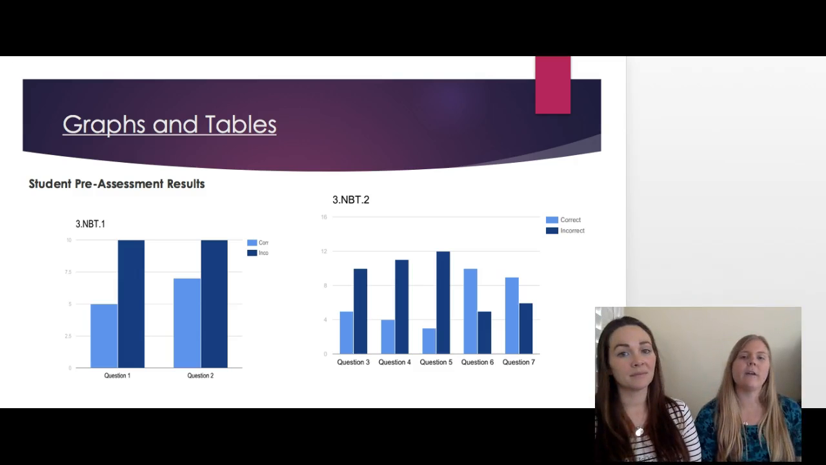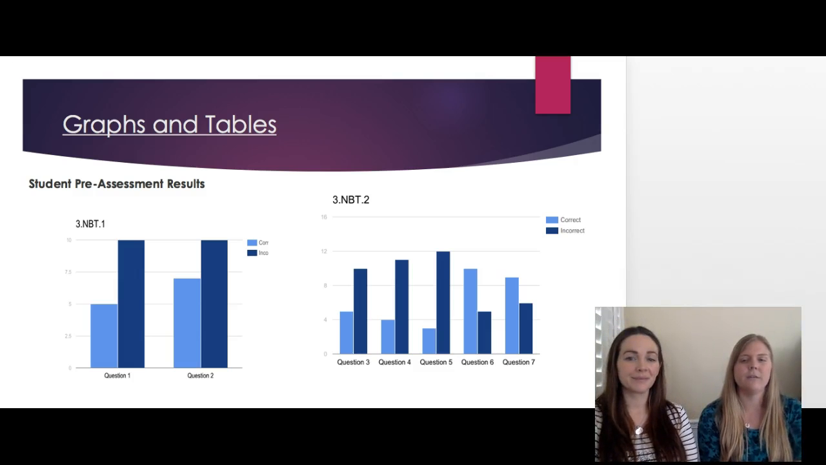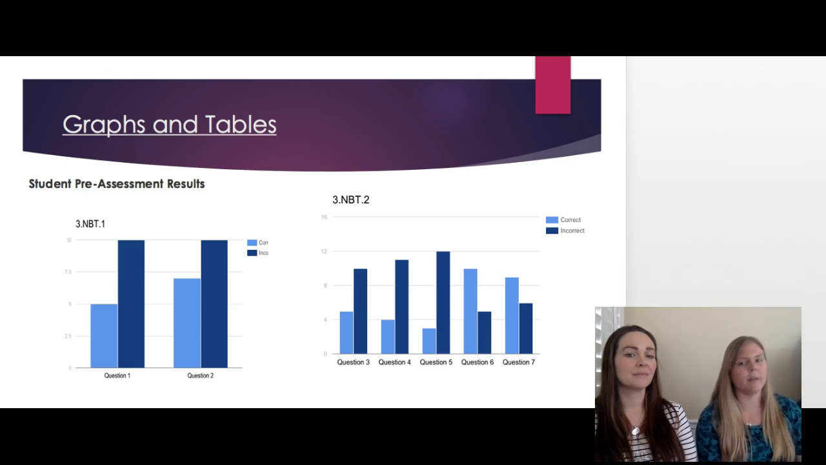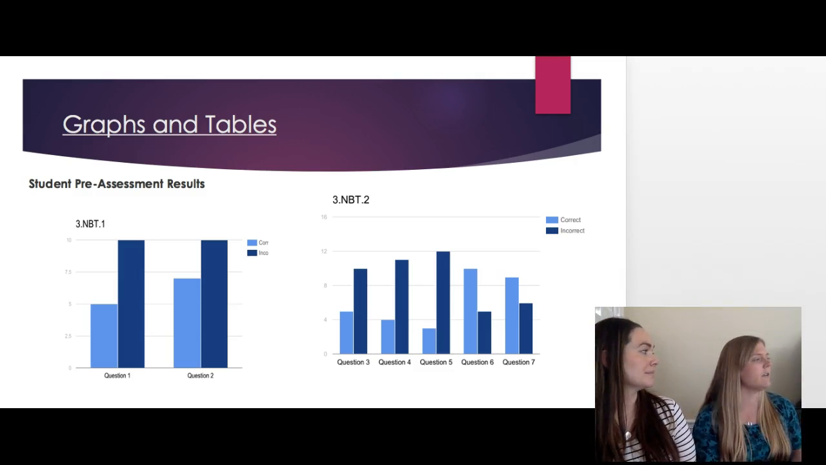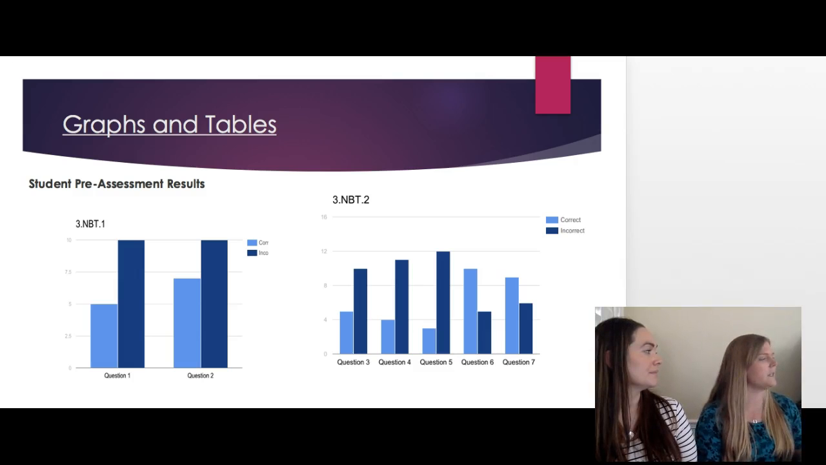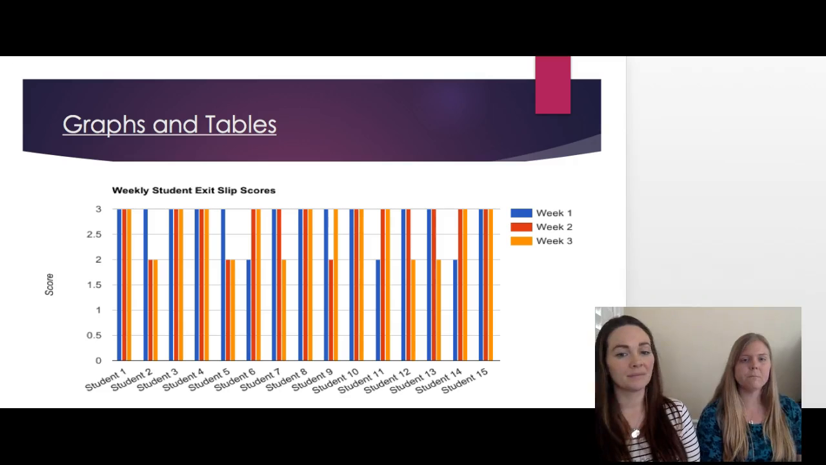On the graph on the right, it goes over questions 3, 4, 5, 6, and 7 that were given to the students. Once again, the light blue is what students got correct, and the dark blue is what students got incorrect. And those questions go with Common Core State Standard 3 NBT 2. So as I can see, questions 3, 4, and 5 are somewhere that I need to focus on within tutoring, and questions 6 and 7 are ones that students really understood and knew how to solve, so they aren't ones that I'm going to focus primarily on.